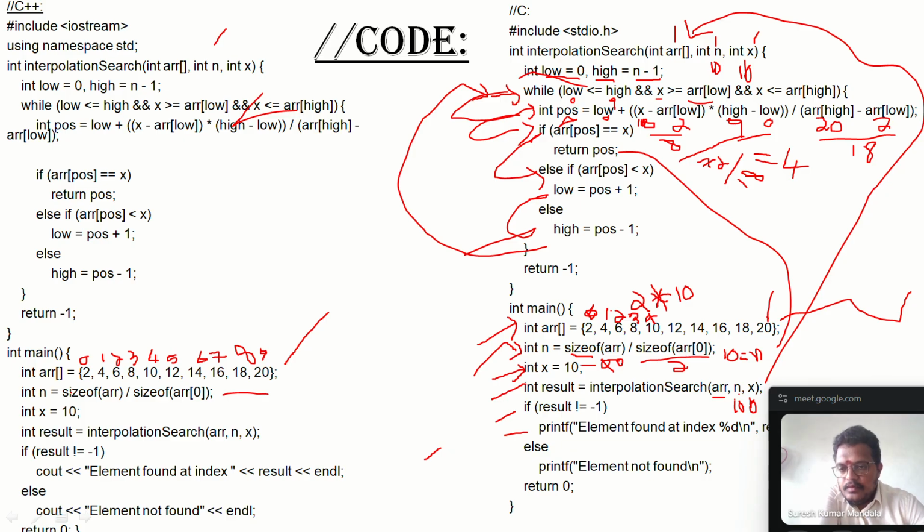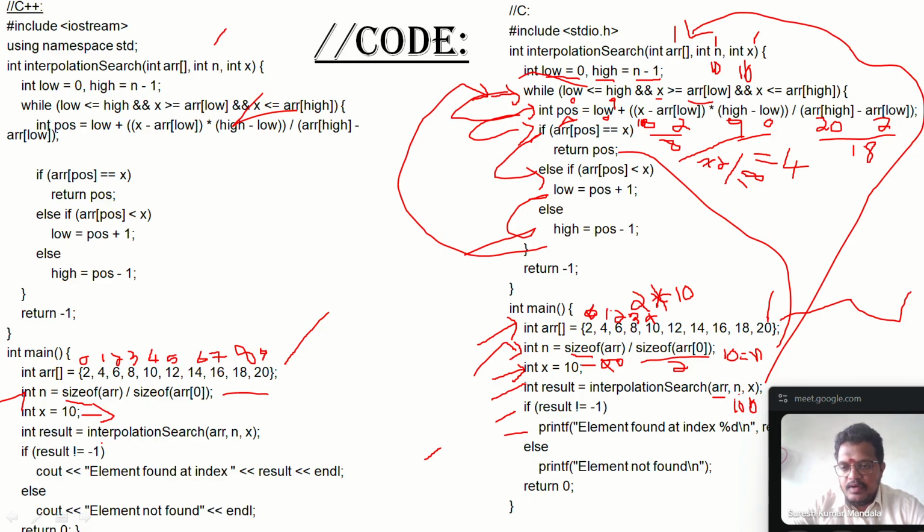The sizeof function is a predefined function present in the C language as well as C++, to identify how much memory is allocated to a particular variable. Based on that, we identify how many elements are present in the code. Next, x will be denoted with the target value, that is 10, which we have to identify.